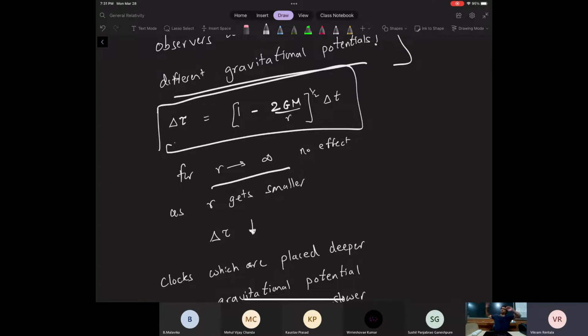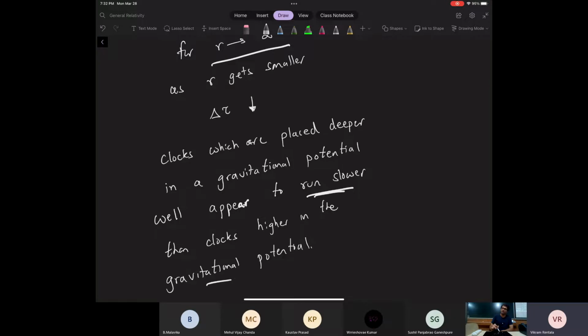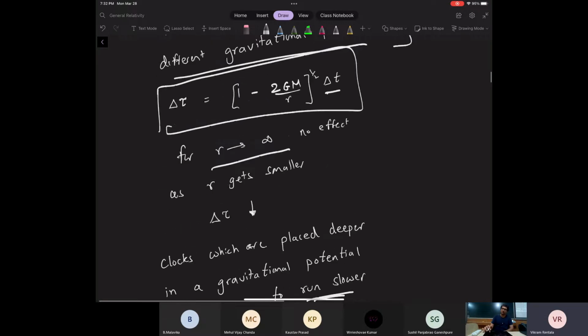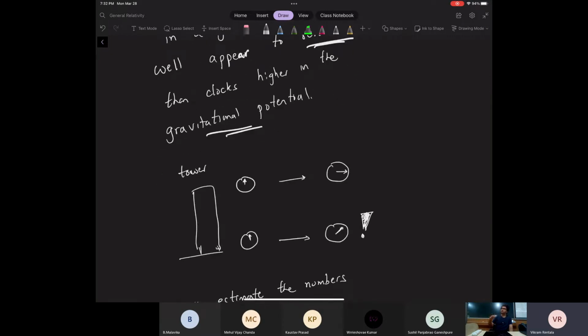So deep space clocks, which are far away from everything, really are running and experiencing proper time as the coordinate time. But clocks which are placed deep in the gravitational potential will appear to run slower than clocks higher in the gravitational potential. Of course, I have to bring the clocks together to compare the times, or I have to communicate, for example, what is the time that has elapsed on one clock versus another clock. But for the same amount of delta t that has elapsed, and this delta t has a coordinate invariant meaning, it's the time seen by an asymptotic observer, two clocks placed in a gravitational field will experience different rates of ticking.